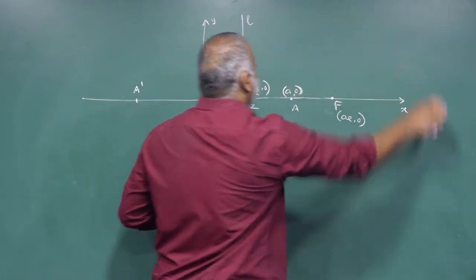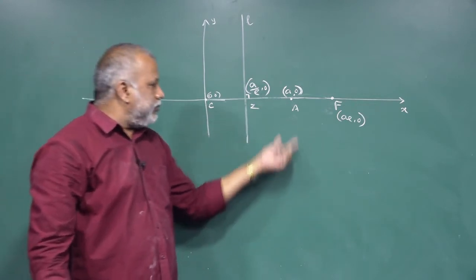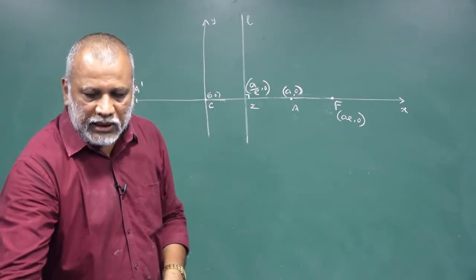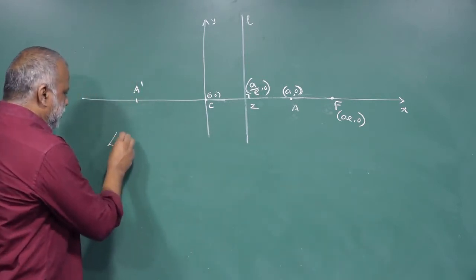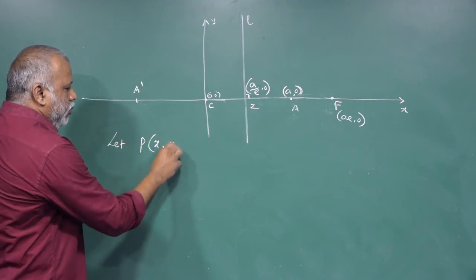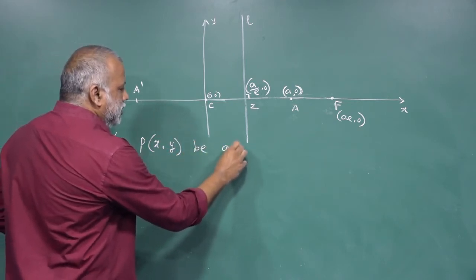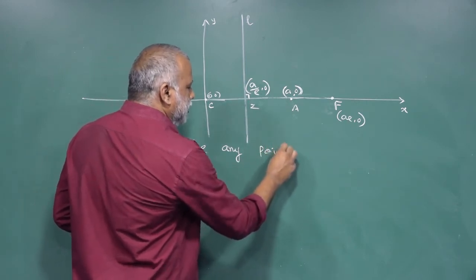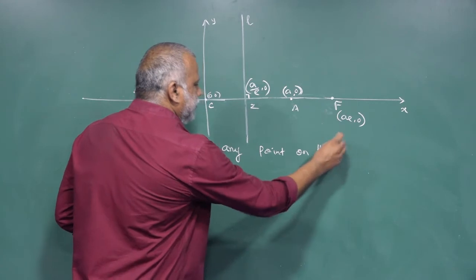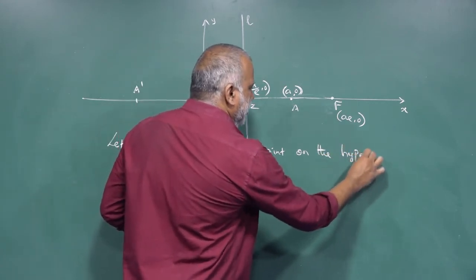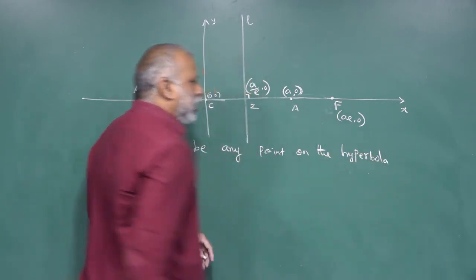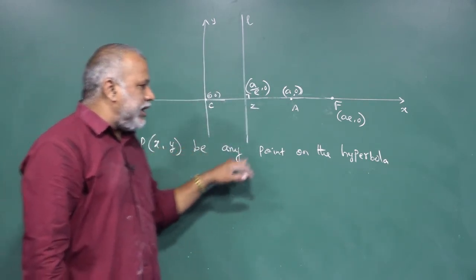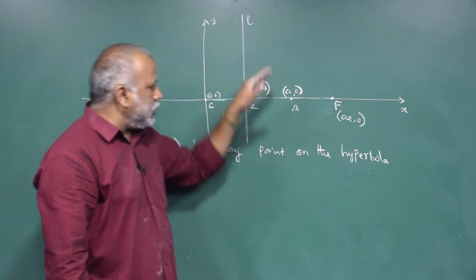All the results here: F is (ae, 0), A is (a, 0), Z is (a/e, 0). Now let us consider, let P(x, y) be any point on the hyperbola. So P(x, y) is any point on the hyperbola we are going to take here.